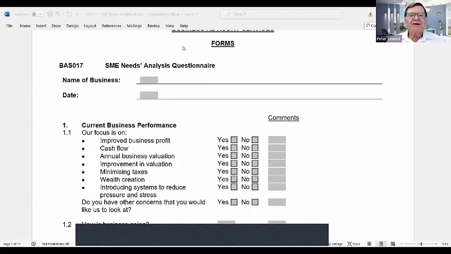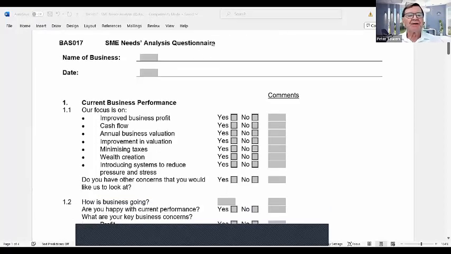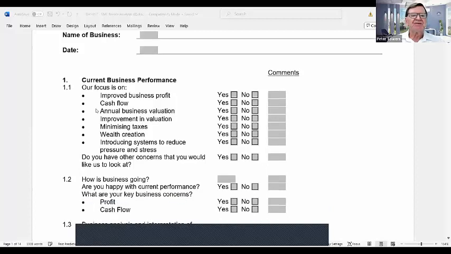So what are their views on the current business performance? Are they happy with it? Do they need to improve their profitability or their cash flow? Would they like to know what the business is currently worth, whereby you use the business valuation techniques that we have included in ESS BIZTOOLS?